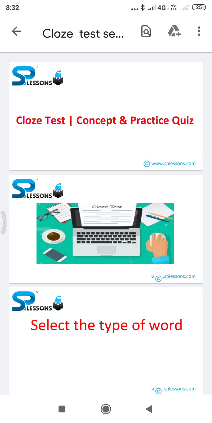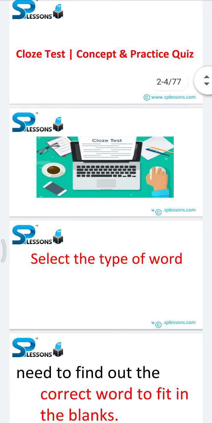So today we're going to continue the previous topic, that is cloze test concept and some important tips. As in our previous video, we have already discussed the most important tips to solve cloze test questions. So those are: read the passage carefully, identify tone and sentence patterns. So the next tip, that is select the type of word.